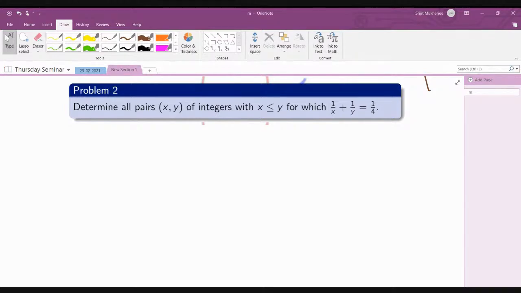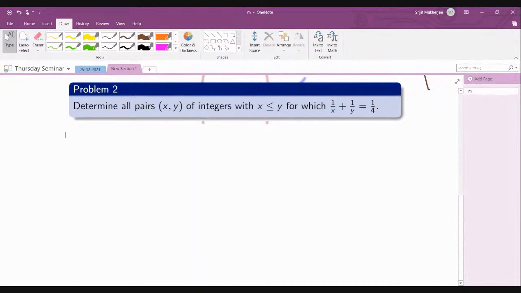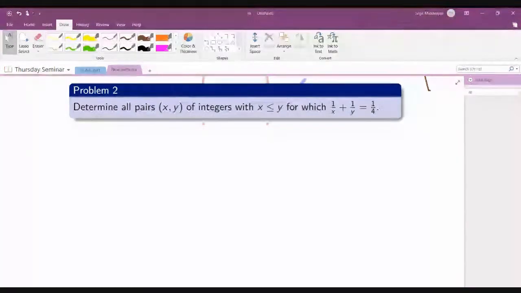Anyway, so let's do this problem. Number 3: determine all pairs of integers x, y where x is less than or equal to y, for which 1/x + 1/y is equal to 1/4. Okay, so how do you approach this problem? Any ideas on approaching this problem, guys?